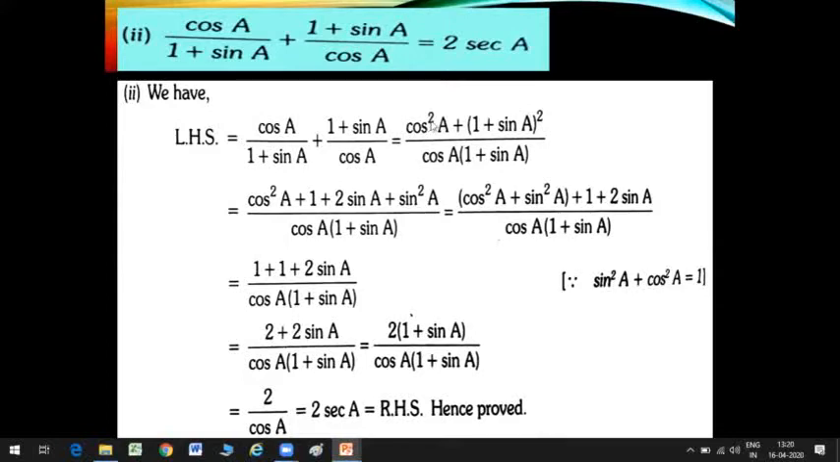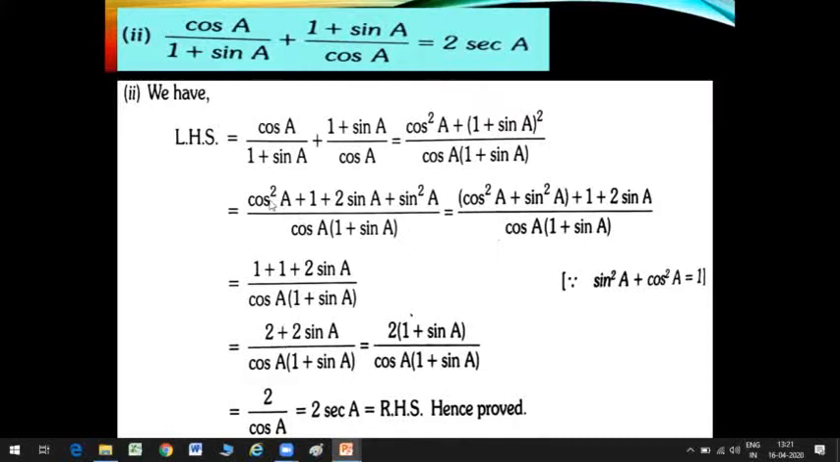Then in the numerator it is cos square A plus, now this second bracket, the (a plus b) whole square identity we can apply. Then (1 plus sin A) whole square we can write as a square plus 2ab plus b square. So (1 plus sin A) whole square is 1, a square, plus 2 sin A, which is 2ab, plus sine square A, divided by, in the denominator, cos A into (1 plus sin A).